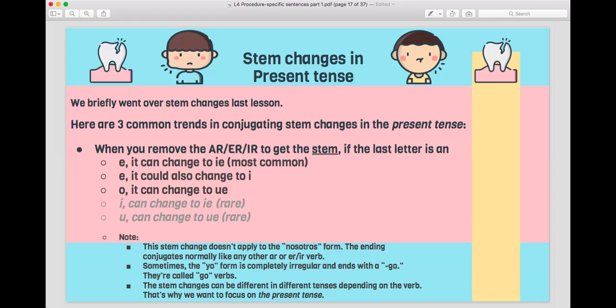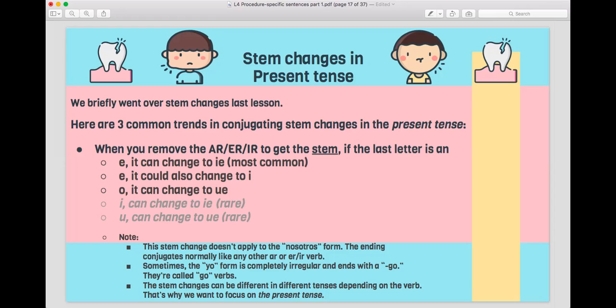More notes at the bottom of this. These stem changes, when you take the E in tener and change it to tien with the IE, that stem change will apply for all of the present tense conjugations except for the nosotros forms. For all of these verbs in the present tense, they're going to conjugate normally in the nosotros form only.